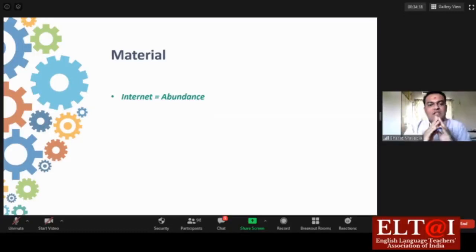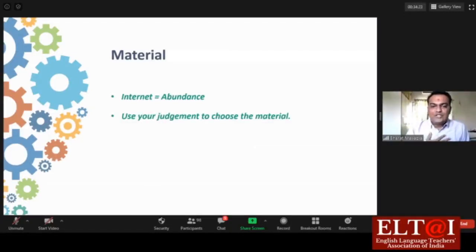The material is available on the internet in abundance, and we have to use our judgment in order to choose that material properly. With the material, we also have to determine, like I said, the material which enables them to learn and grow at the same time. That is very, very important.